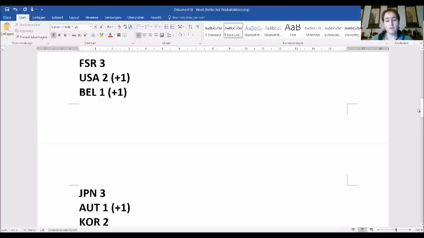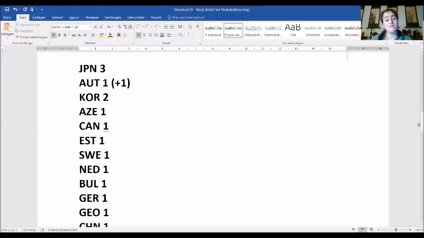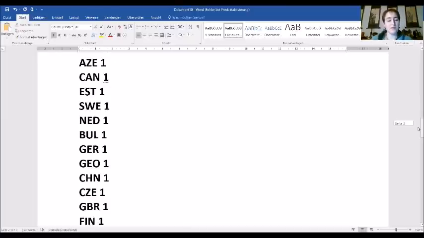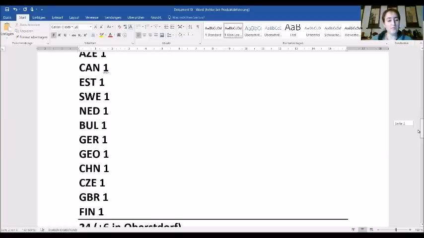3 ladies were in the final, and they did well enough. Austria, 1 + 1. I was saying that I think it's been a long time that Austria had the chance to get the 2nd spot for the Olympics. Great for them. Korea has 2 secured. Then a number of countries has 1 spot, as you can see.